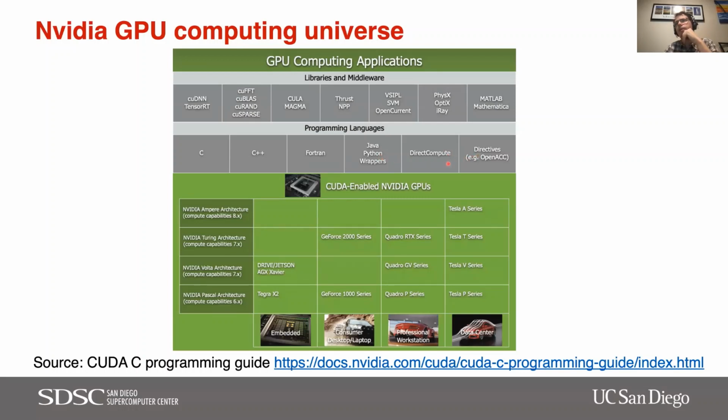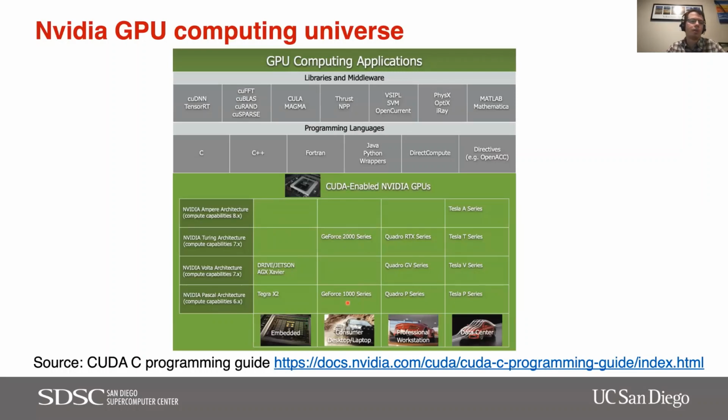Yeah, so programming languages: C, C++, Fortran supported, Java, Python wrappers as well, and DirectCompute, that's for graphics, obviously, and then directives. Basically, you have CPU code, C or Fortran, that still works, both for CPUs in serial and in parallel on GPUs with those directives. And then all of the GPUs are basically CUDA enabled nowadays. That's embedded hardware, the gaming GPUs, the workstation GPUs, and the data center GPUs.